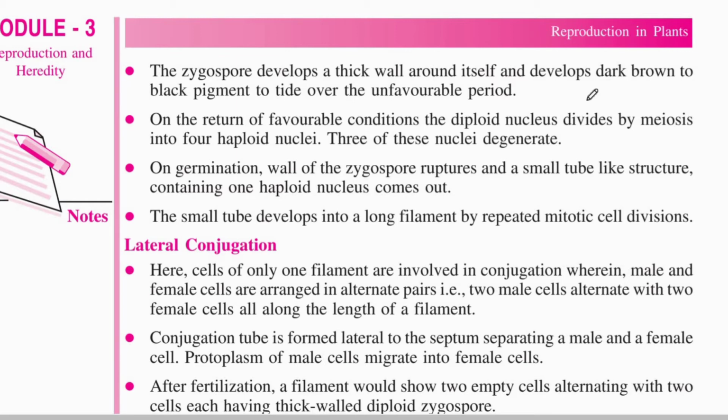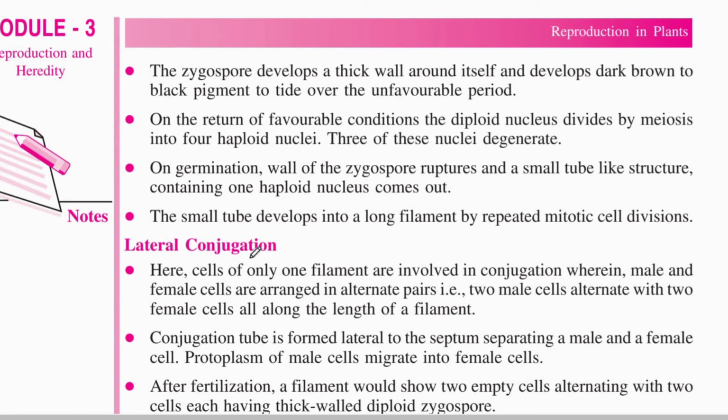And on return of favorable conditions, the diploid nucleus undergoes meiotic division, that means reductional division, and forms 4 haploid nuclei. 3 of those nuclei will degenerate, and the one remaining will germinate, and the wall of the zygospore ruptures, and a small tube-like structure is formed, which contains this haploid nucleus, and that small tube develops a long filament by repeated mitotic division.